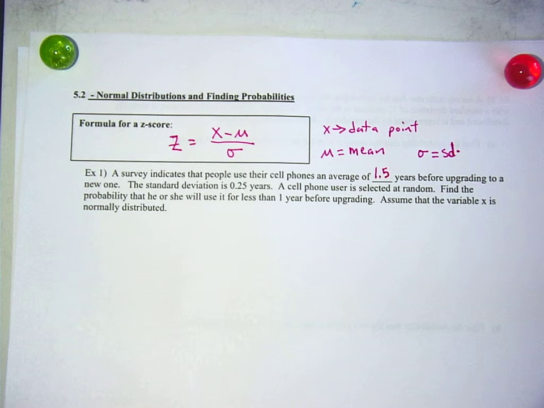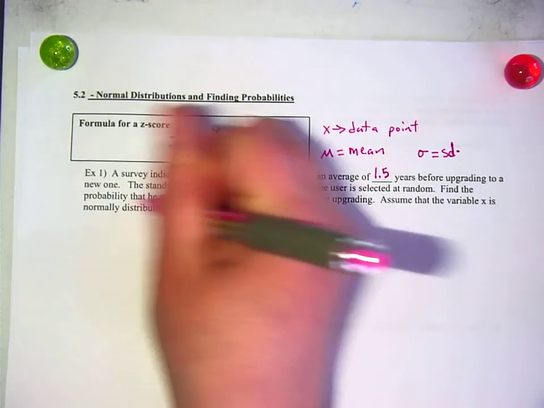Before upgrading to a new one, the standard deviation is 0.25 years. A cell phone user is selected at random. Find the probability that he or she will use it for less than 1 year before upgrading. Assume that the variable x is normally distributed.